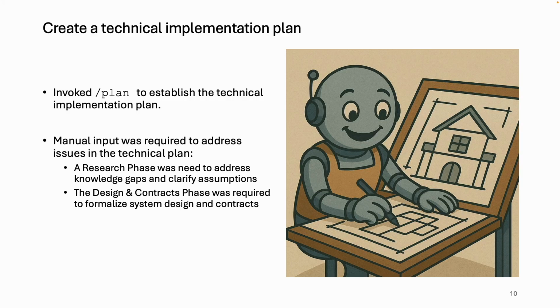So in the prior slides, we were describing what needed to be done. With the /plan, we're now talking about how those things should be done through the technical implementation. Once the technical plan was created, the agent identified that there were some gaps that needed to be addressed. So this led into some manual work for the research phase, followed by some additional manual work for the design and contracts phase. These basically involved me manually typing in answers to questions that the agent had raised about the technical plan.